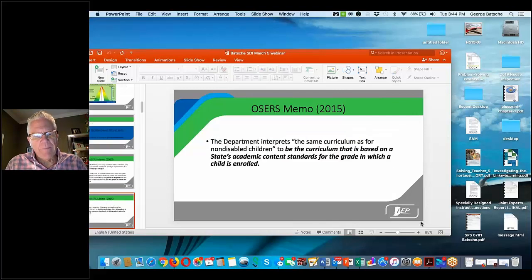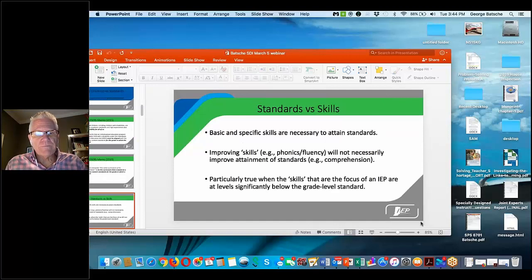The other thing that was clarified in that memo is that in the regulations it says that disabled kids should be exposed to the same curriculum as for non-disabled students, but it never said what that curriculum was. Well, now that memo has made it clear that the curriculum they're talking about is the curriculum that is based upon a state's academic content standards for the grade in which a student is enrolled. So we're going to be talking about, how do you make that happen?